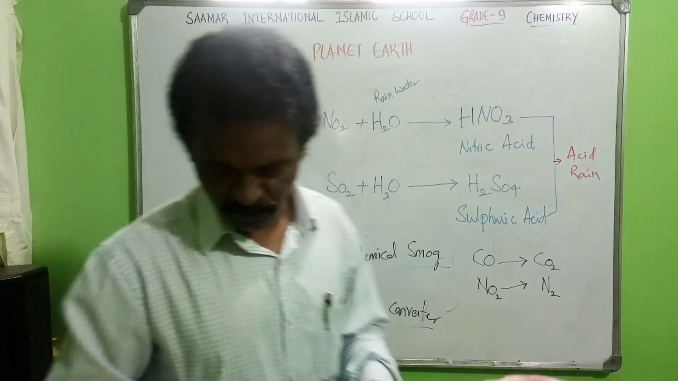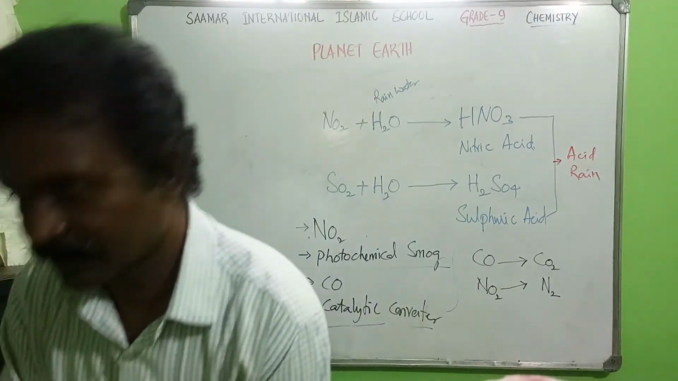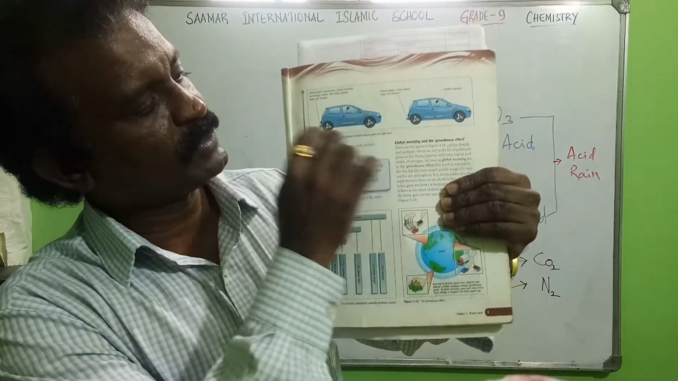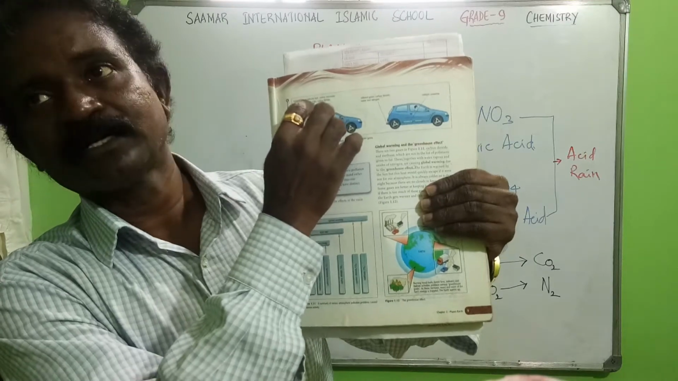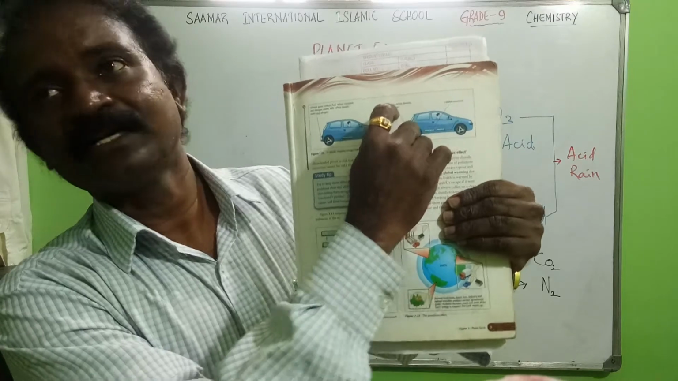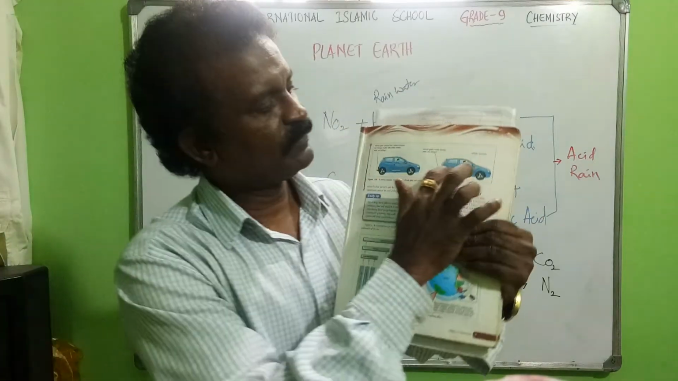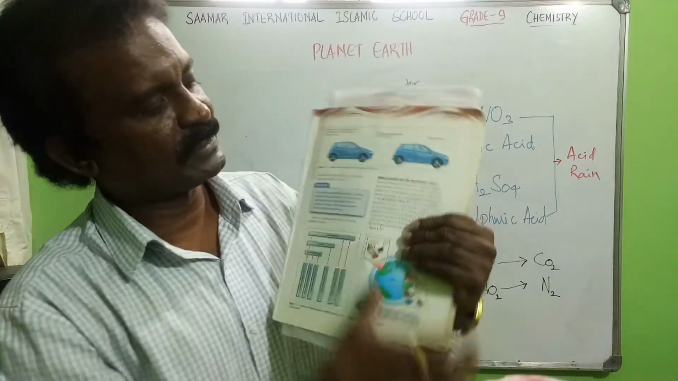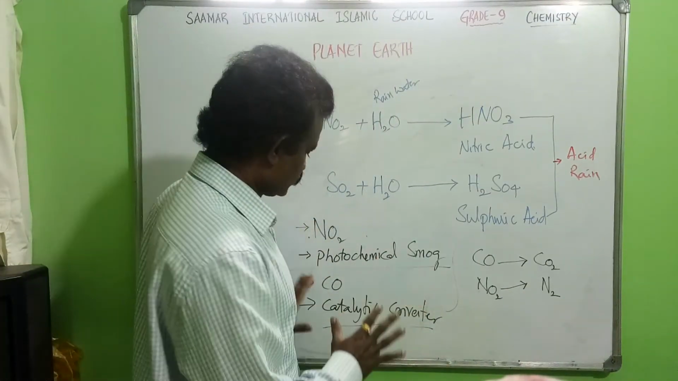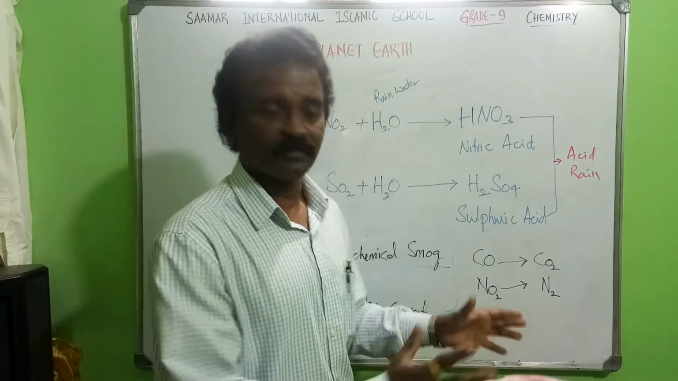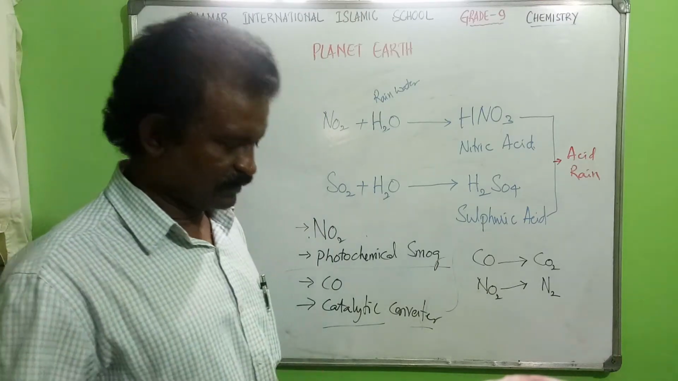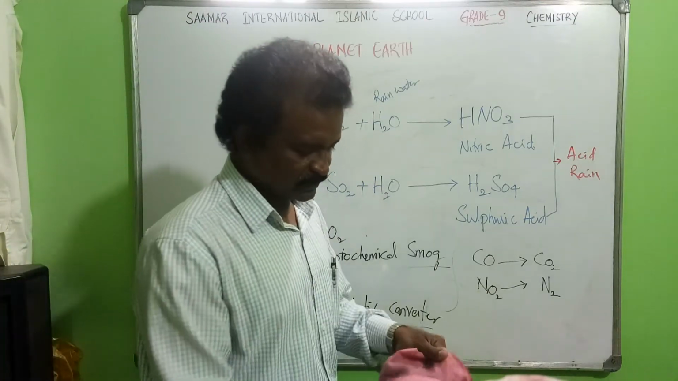I'll show you in your book, it is there. We have cars where they use catalytic converters. You can see that in cars, we have a catalytic converter where carbon monoxide and nitrogen oxide are released, and they get converted to carbon dioxide and nitrogen gas. Is it clear now? You can see the catalytic converter. Now this is how we are managing ourselves to minimize air pollution. So we should have good air to breathe, right? Then only we will be more healthy.